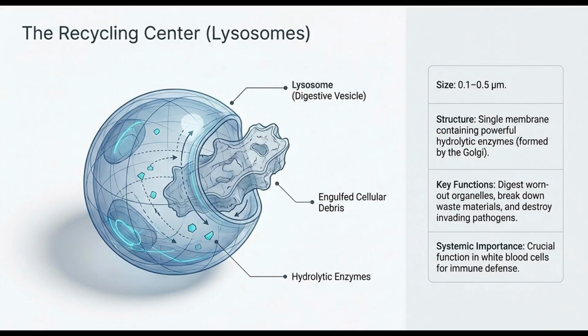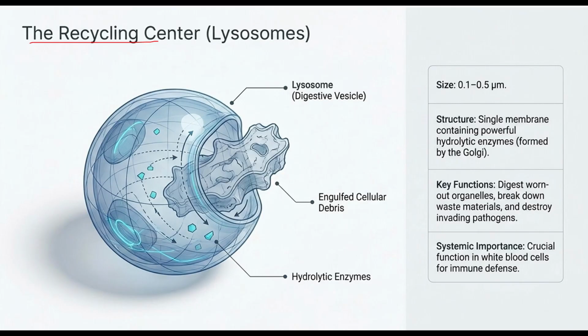Lysosomes. They are also known as the recycling center. Okay. So lysosomes are membrane-bound organelles that contain powerful hydrolytic enzymes. Okay. So these enzymes are capable of breaking down proteins, lipids, carbohydrates, and nucleic acids. Okay. So the primary role is intracellular digestion. So what is their key function?